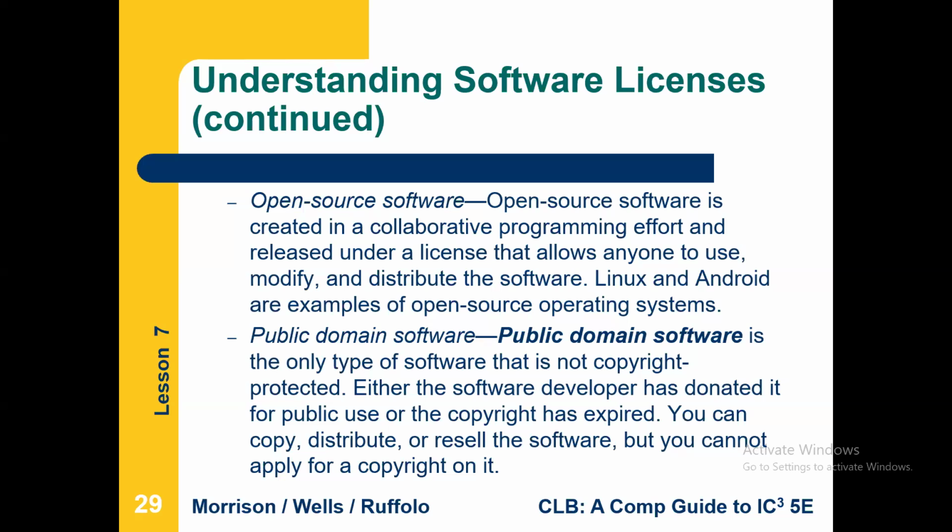Then we have the public domain software. This public domain software is the only type of software that is not copyrighted. One thing you have to know is that we have something known as copyright. Copyright protects the intellectual property of software developers. So once you produce a software, it is protected by copyright. And copyright is just preventing people from stealing your software.